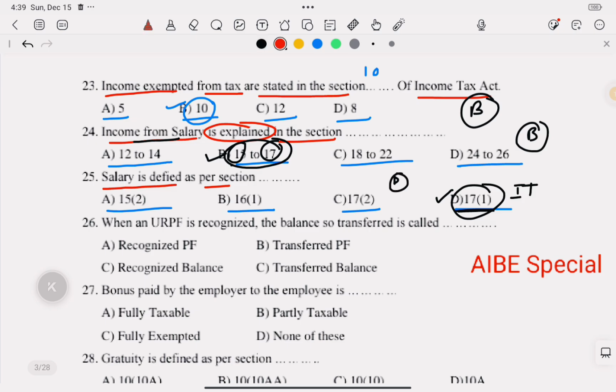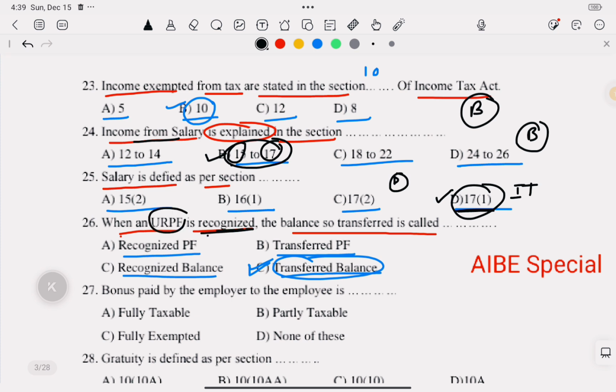Now moving to the next question. When an URPF is recognized, the balance so transferred is called which of the following? Let's see the options. Option A, recognized PF. Option B, transferred PF. Option C, recognized balance. Option D, transferred balance. The correct option would be option D, that means transferred balance. When an URPF is recognized, the balance so transferred is called transferred balance.